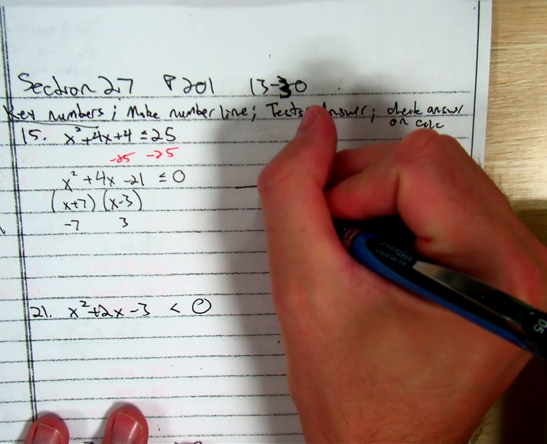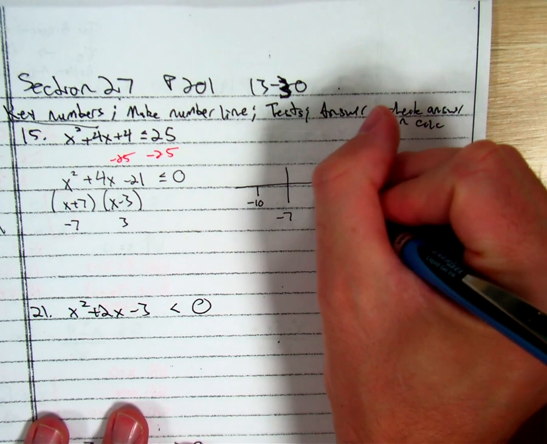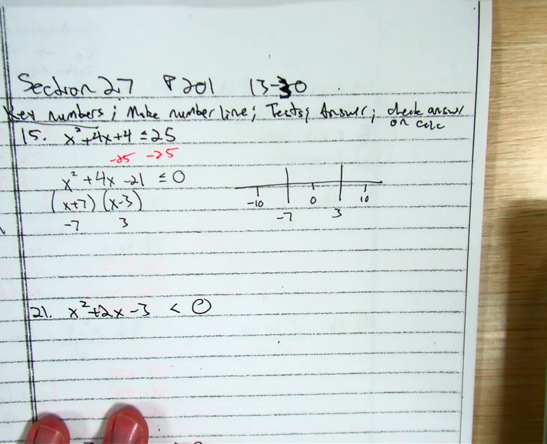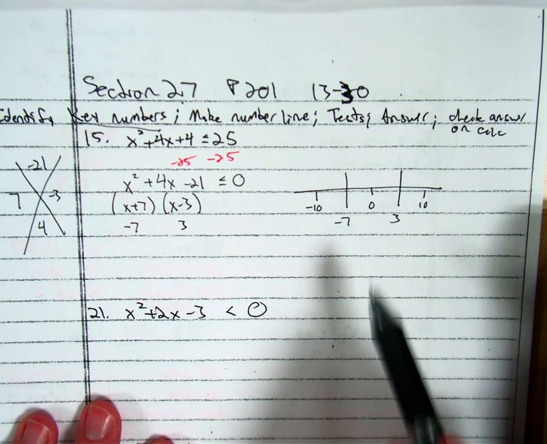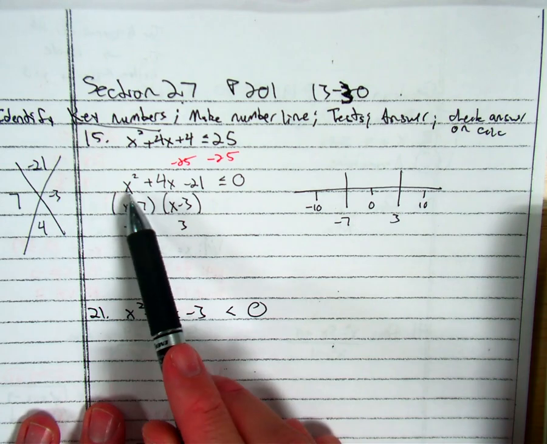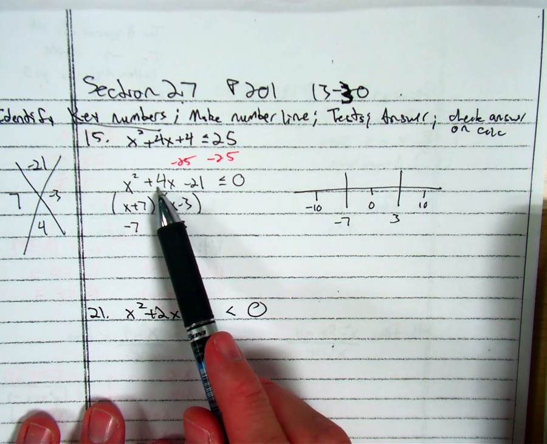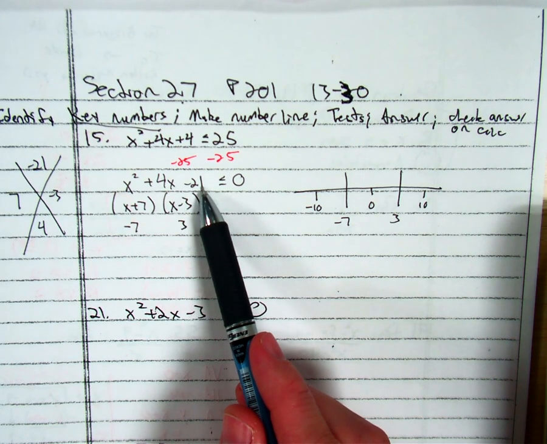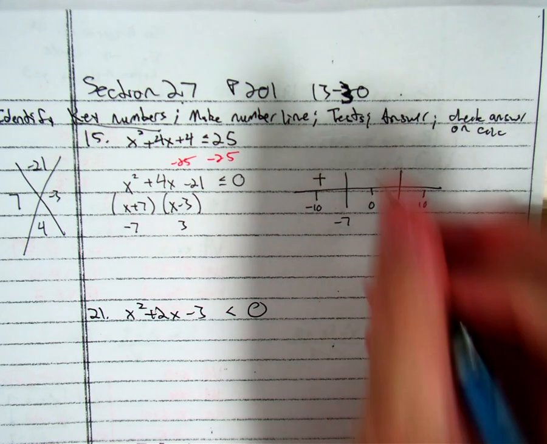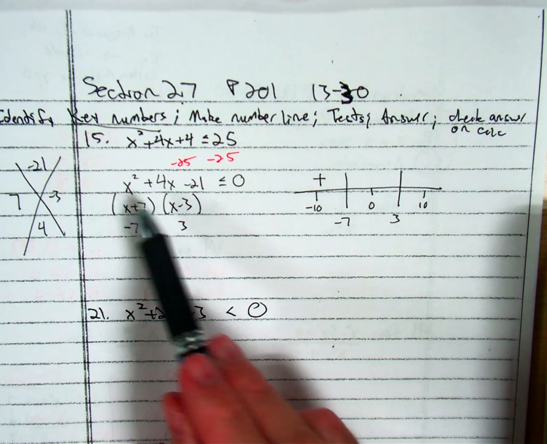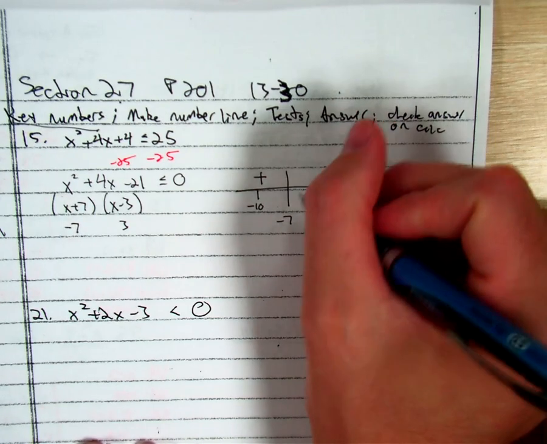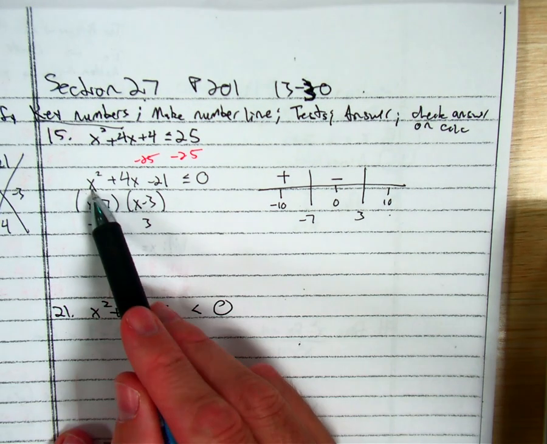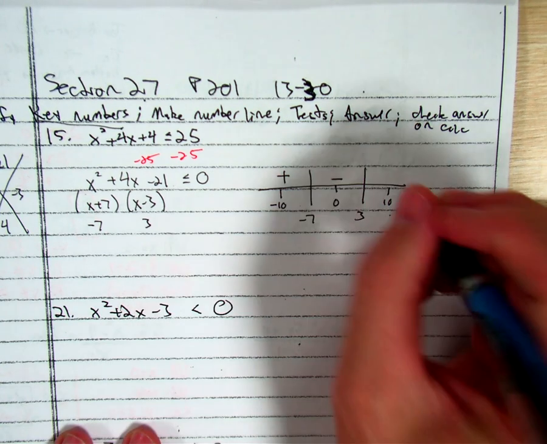Then we do our test numbers. You know I like the bigger ones, negative 10. Then we have 0, that's a nice one, and then I go positive 10, just because 10s are usually easier to do mental math with. Okay, so like example, negative 10 squared is positive 100. 4 times negative 10 is negative 40, so that's still going to be 60. Minus 21 is still going to be positive. If I plug 0 in, 0, 0, negative 21, that's negative. And then if I plug 10 in, that's 100, 40, minus 21 is still going to be positive.